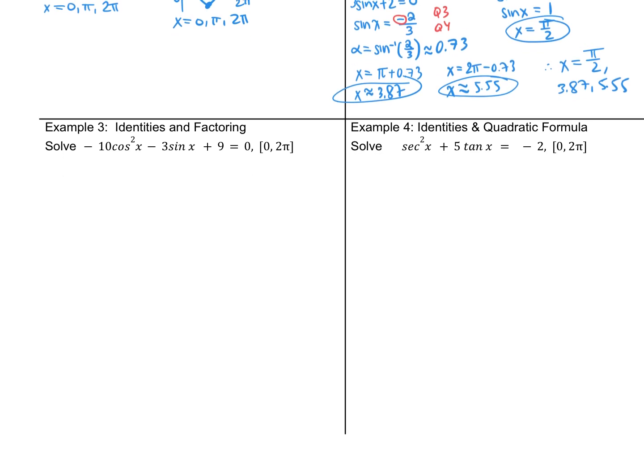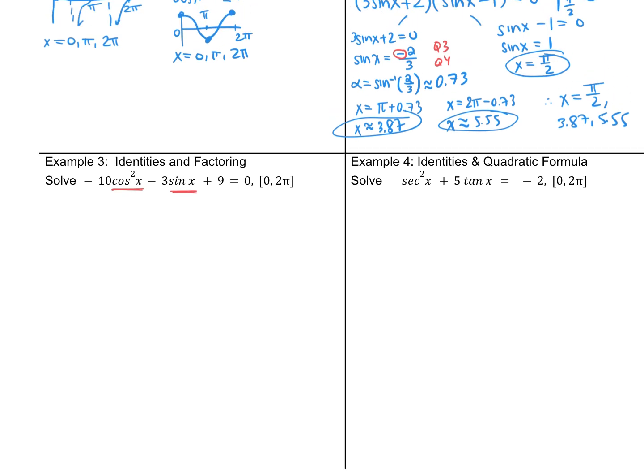Our next example is going to involve that same type of factoring, but this time we're going to combine it with an identity. And you will see in this example here that I have cos squared x and sine x. And there's a fantastic identity that can remove cos squared x and turn it into something about sine instead. And I'm going to refresh on that identity just above, right here. And it comes from the Pythagorean identity. The Pythagorean identity is sine squared x plus cos squared x equals 1.